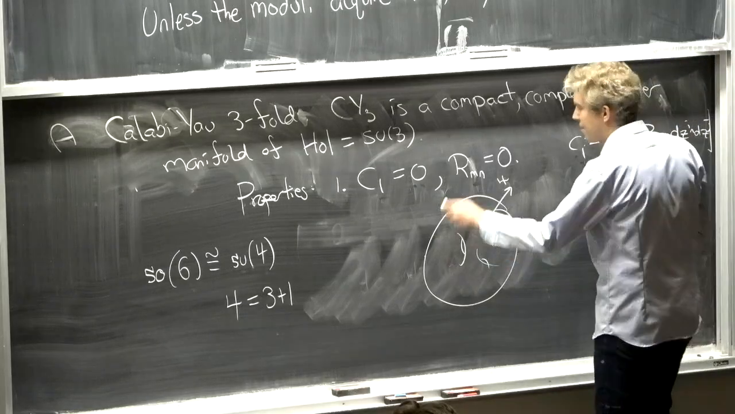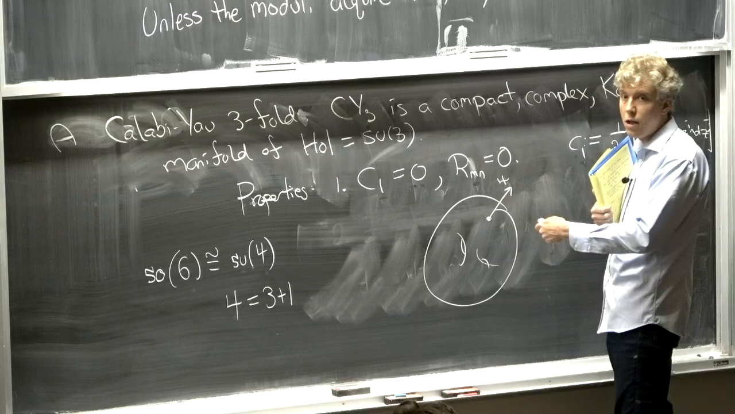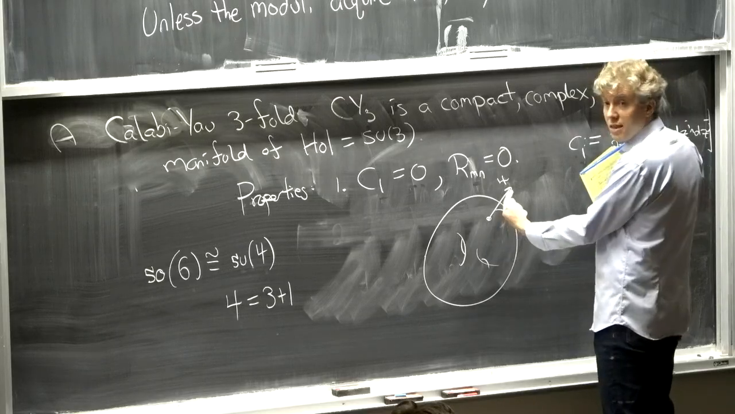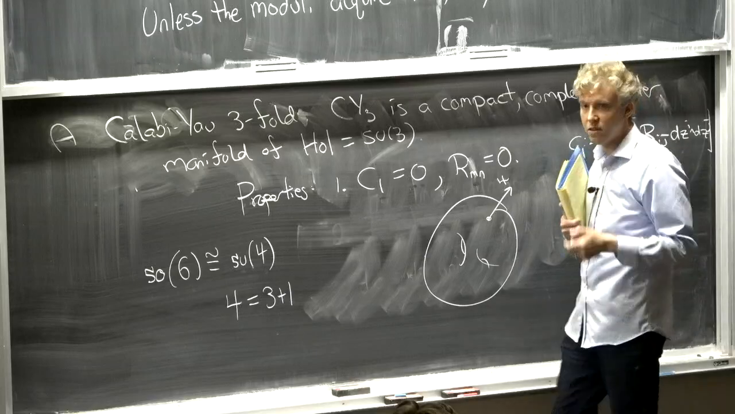Now I start moving this thing around. The holonomy is SU(3), a subgroup of SU(4). And so there's one direction in this 4-space that is unmodified and 3 directions that get moved around. The one direction is the singlet.